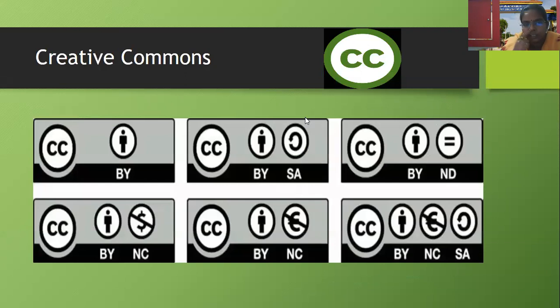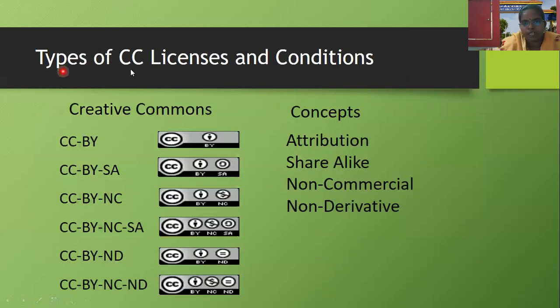So these are the types of Creative Commons. We are going to discuss the types of Creative Commons. There are 6 types of Creative Commons and conditions: CC BY, CC BY SA, CC BY NC, CC BY NC SA, CC BY ND, CC BY NC ND.